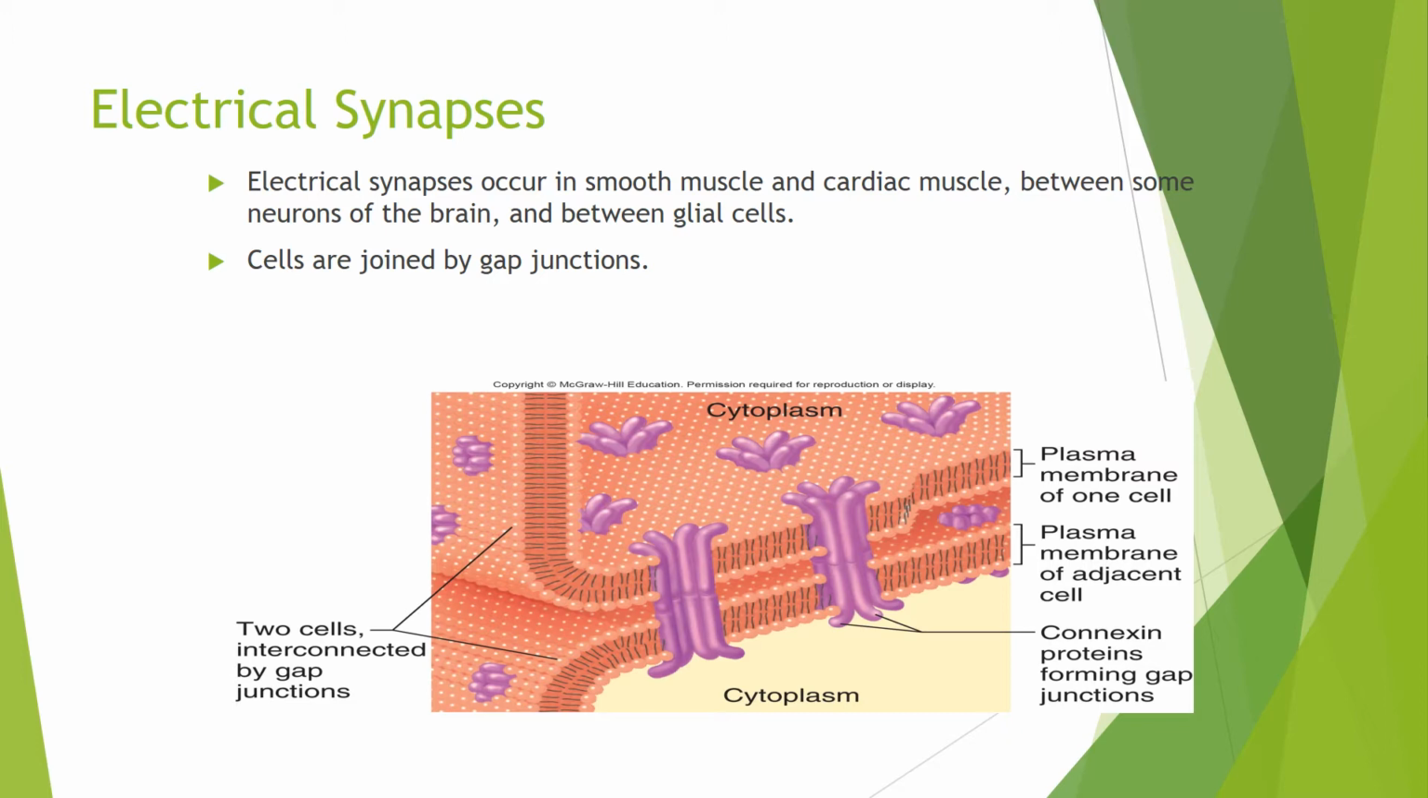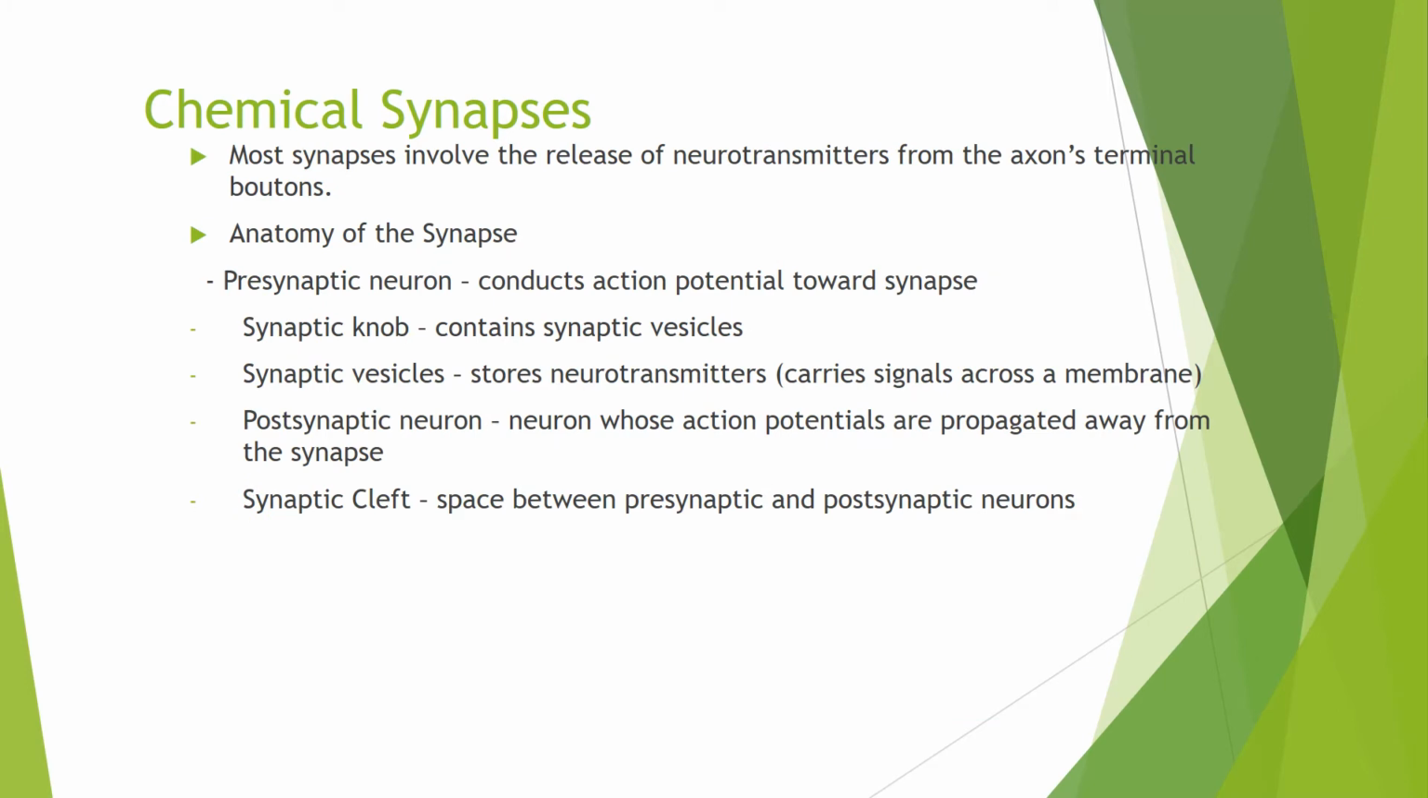With electrical synapses, these are due to gap junctions that occur between cells. When they have closing or opening of these channels, that's what will cause them to contract as a unit or not. Chemical synapses are more prevalent, and this is due to the release of neurotransmitters from an axon terminal. We'll go through some of the anatomy for terms, and then we'll see a picture in the next slide.